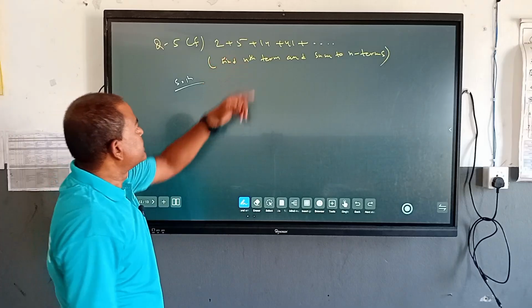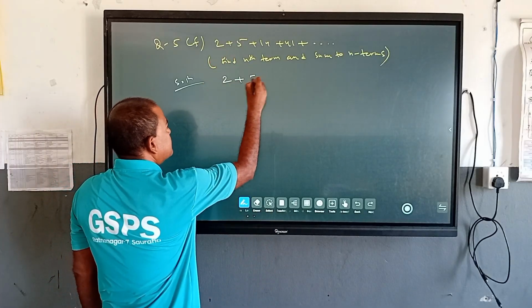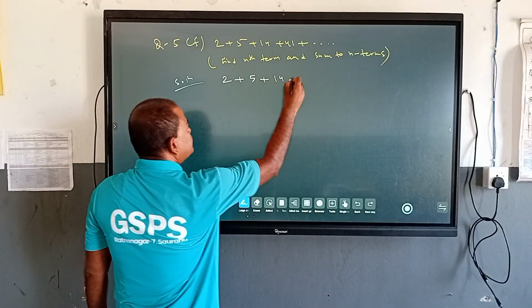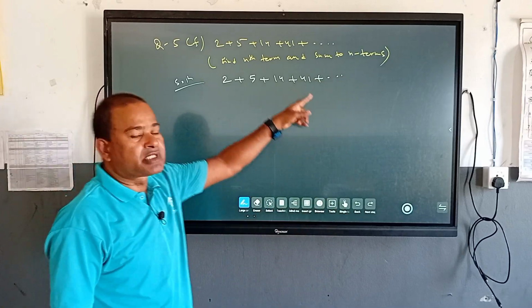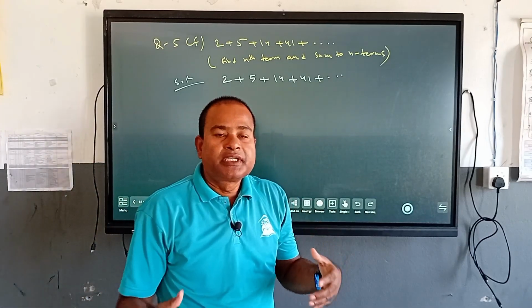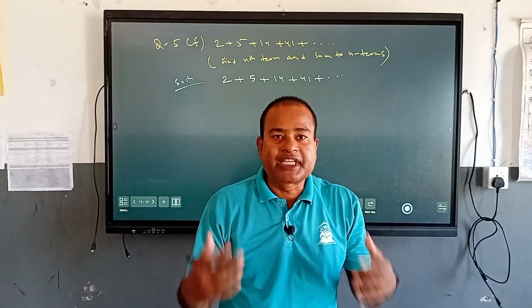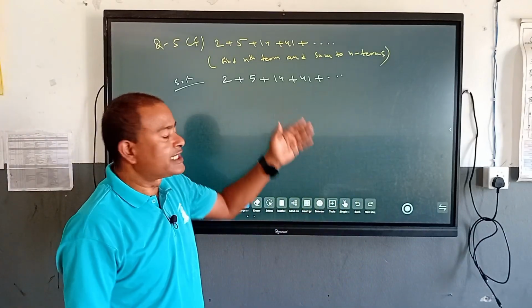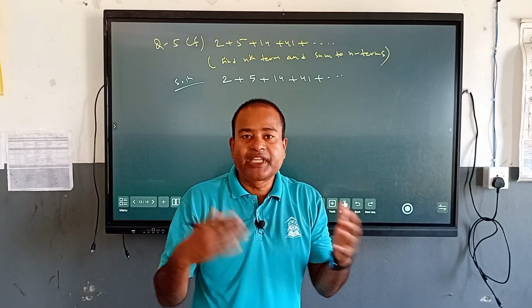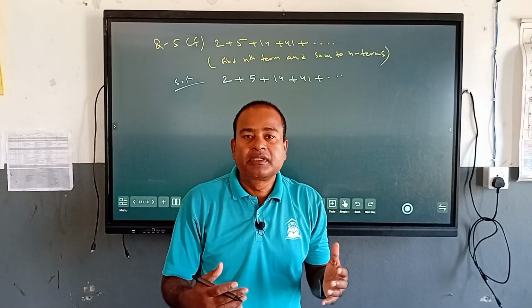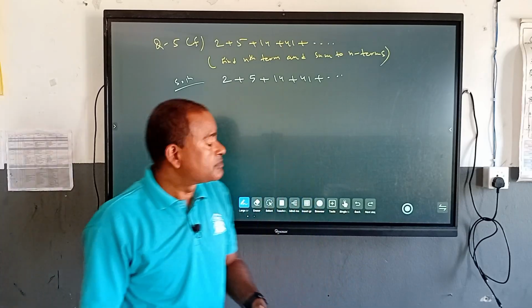Dear students, the series is 2 plus 5 plus 14 plus 41 plus dot dot dot. At first we have to check whether the given series is an arithmetic or geometric series, so that we can easily find the general term and the sum to n terms of the series.